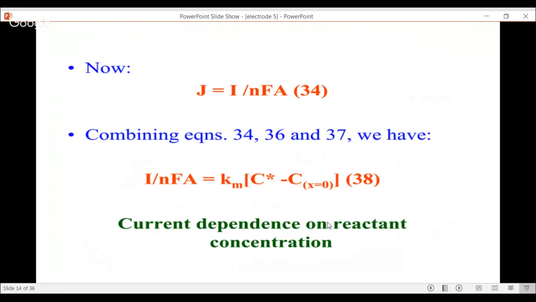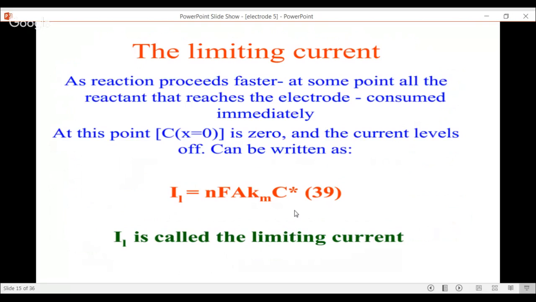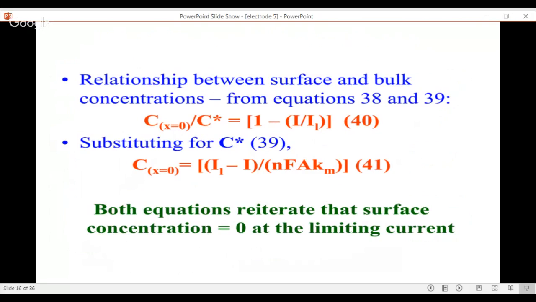Current dependence on the reactant concentration. As the reaction proceeds faster, at some point all the reactants that reach the electrode are consumed immediately. At this point, C at x equal to 0 is 0, and the current level can be written as IL, the limiting current, is given by nFA into Km into C star. This is called the limiting current. This is what we measure in many electrochemical measurements.